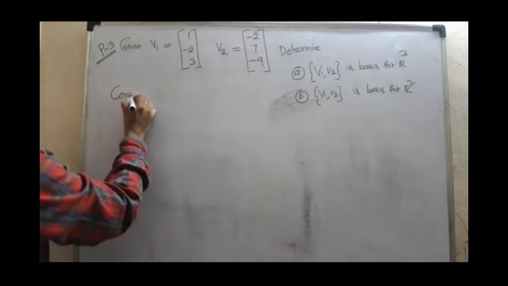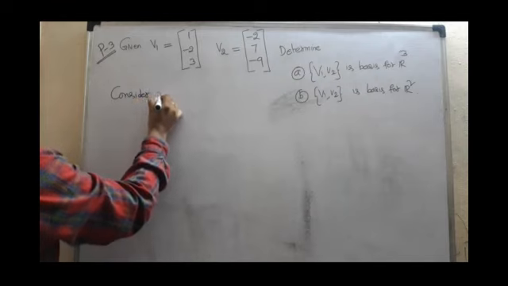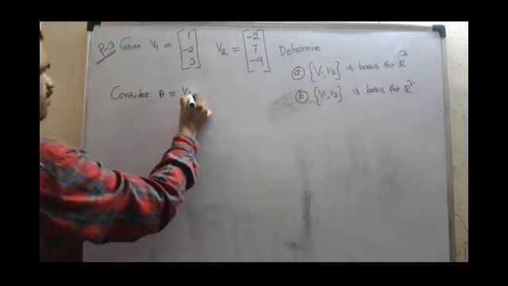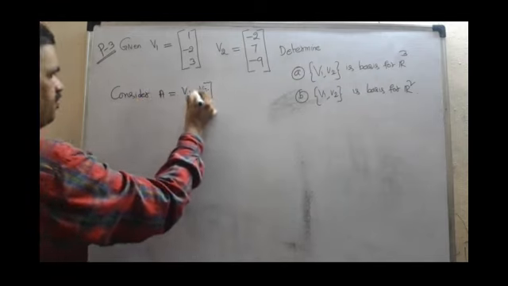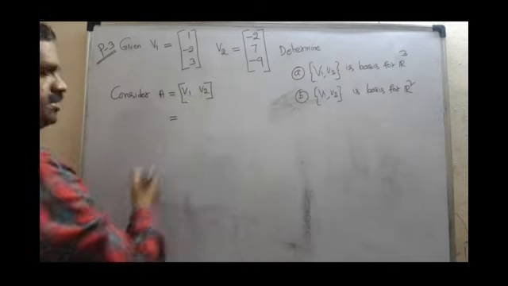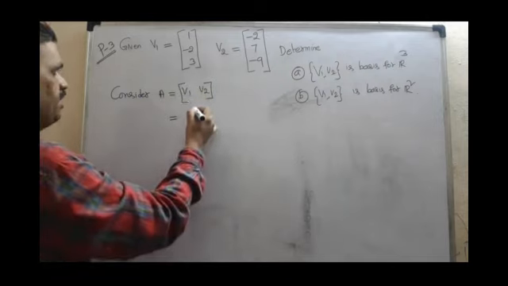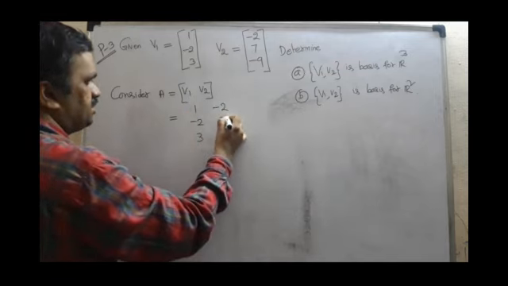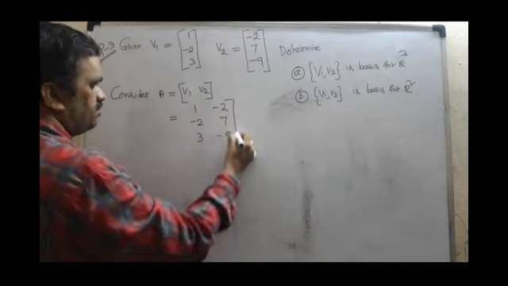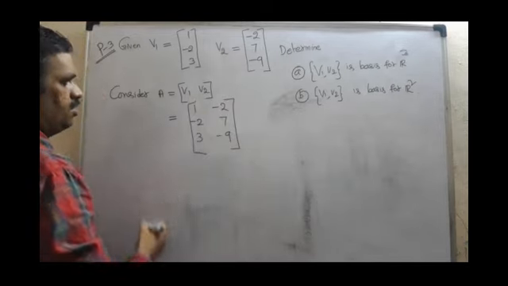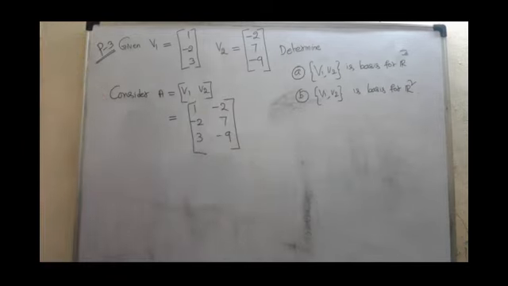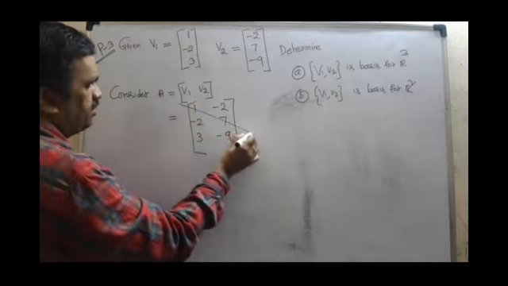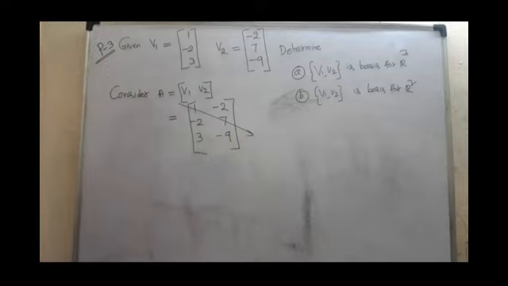Consider matrix A as V1 V2. V1 we have 1, minus 2, 3, and V2 is minus 2, 7, minus 9. Now we solve with the help of echelon form to find the pivot columns. First row first element, second row second element. We have to make the elements below them 0.